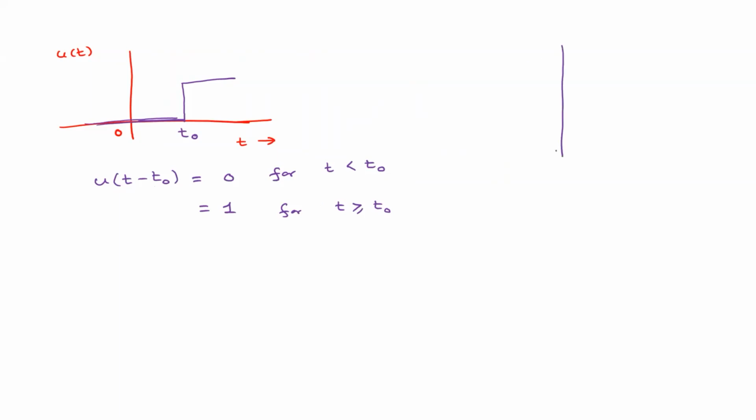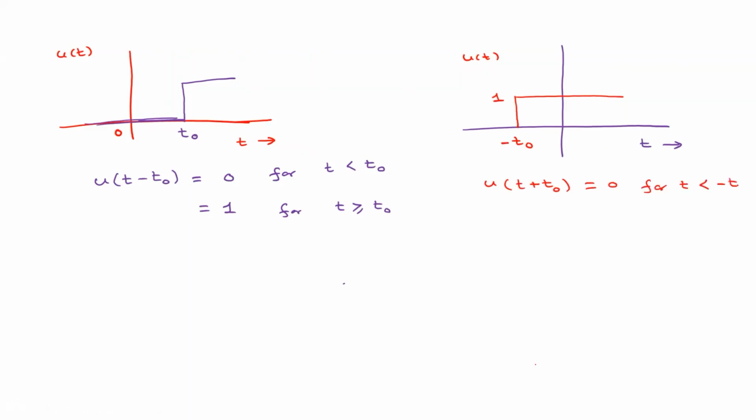Similarly, there is another option. So this is t here. Now it is advanced. Now it is t0, and here it is u of t, so its value is 1 here. How to represent this? This can be represented as u(t plus t0), so the switching instant will be minus t0. This is equal to 0 for t less than minus t0, and equal to 1 for t greater than or equal to minus t0. All right.